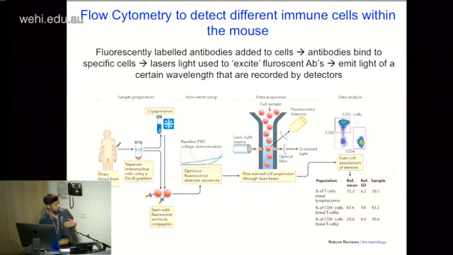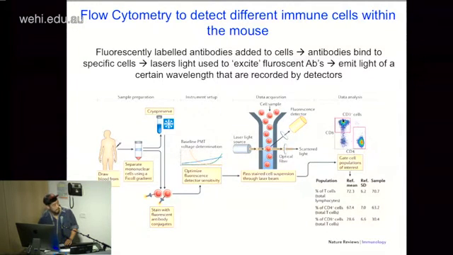So very simply, I know this is probably a very complicated diagram, but what we do is first we get cells from either blood or certain organs, and you can do this with human samples too. And then we stain these samples with fluorescently labeled antibodies. So these antibodies will fluoresce if they get excited by a certain wavelength of light. And we have machines that have lasers that emit light of certain colors. And so we pass our cell samples through these machines, and they pass through a laser beam, and these fluorescently labeled antibodies get excited by this light and emit light of a certain color. And this color that's emitted will be detected by a detector, and then we can isolate different populations of cells.